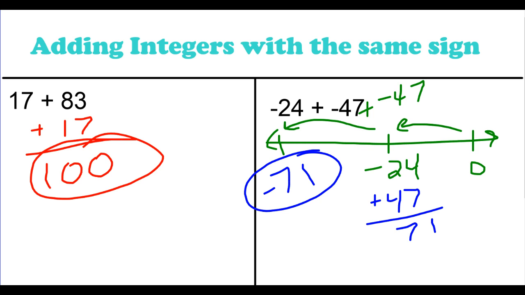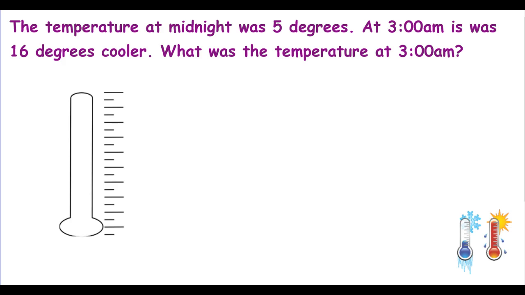Now I've got two more temperature problems to look at, and that's about what happens if we're adding positive and negative numbers together. See what you can do with this one. Don't worry if you don't get it right. That's totally fine. But see what you can do. If the temperature at midnight is 5 degrees and at 3 a.m. it was 16 degrees cooler, what was the temperature at 3 a.m.?